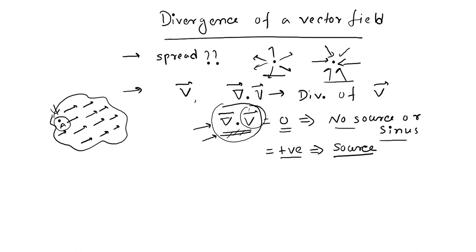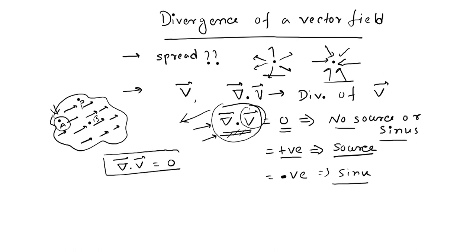Okay, and it is also for a particular point, let's say point B. And if it is negative value, then we can say there is a sink. One thing I would like to say here: if for a particular point, let's say at that point P, we find that the divergence of this vector field is equal to 0, then this vector field is known as solenoidal.